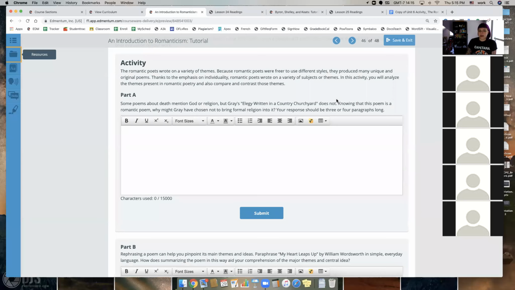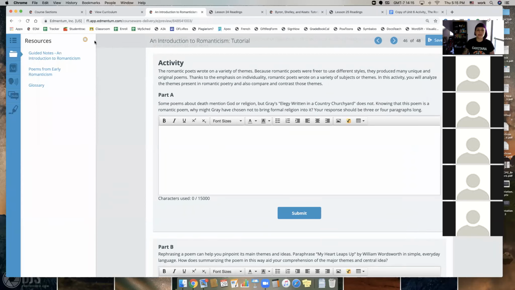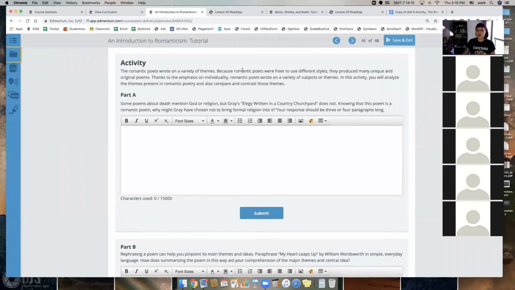Some poems about death mention God or religion, but Gray's Elegy Written in a Country Churchyard does not. Knowing that this poem is a romantic poem, why might Gray have chosen not to bring formal religion into it? So this also says this should be 3 to 4 paragraphs long. I don't want to say never, but I almost never expect you to write that much in your lesson activities.